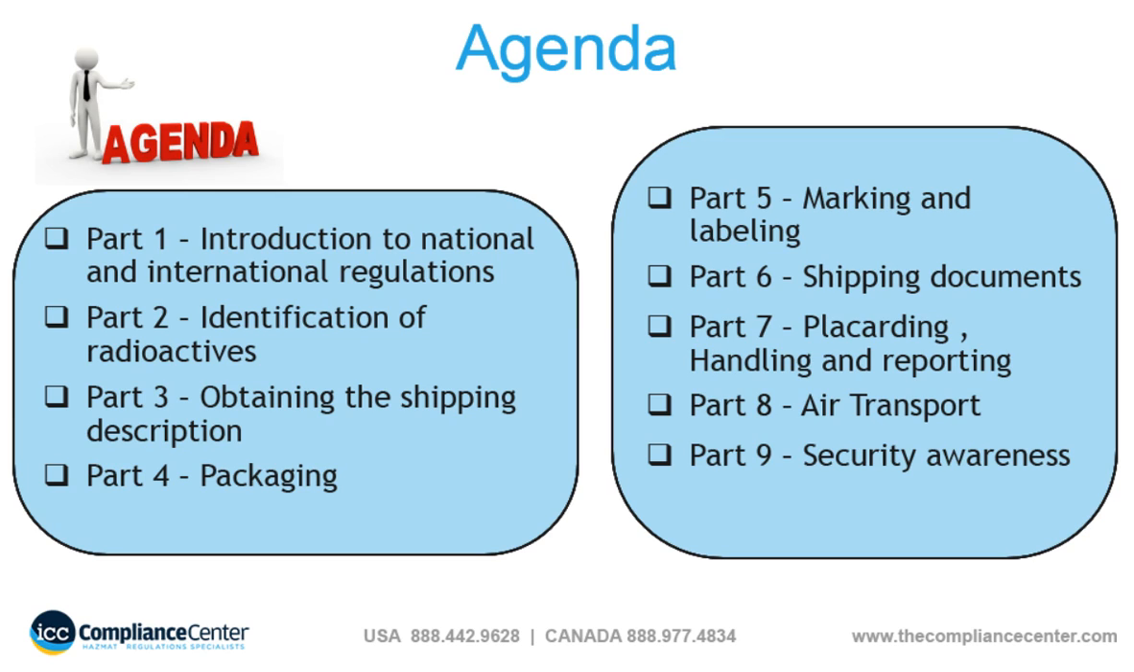Part 7 will cover 3 topics: how to placard radioactive materials in transport, loading requirements and restrictions, and reporting requirements for serious spills. Part 8 will cover the additional requirements for shipping radioactive materials by air, using the rules established by the IATA Dangerous Goods Regulations, or DGR. Finally, in Part 9, we will do a review of the importance of security during transportation of radioactive materials.